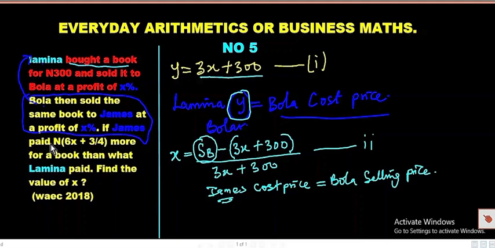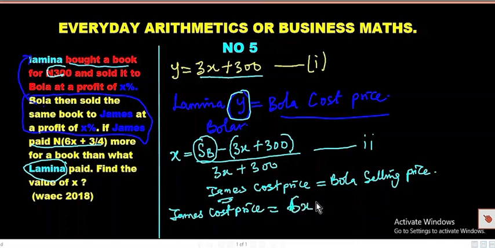Look at it. It said, if James bought from Bola, 6x plus 3 over 4 more than what Lamina paid. How much did Lamina paid? Lamina paid 300. Therefore, see, James' cost price is going to be what? 6x plus 3 over 4. This is what James paid. But this is not enough. They say more. Look at this, more. More is plus.